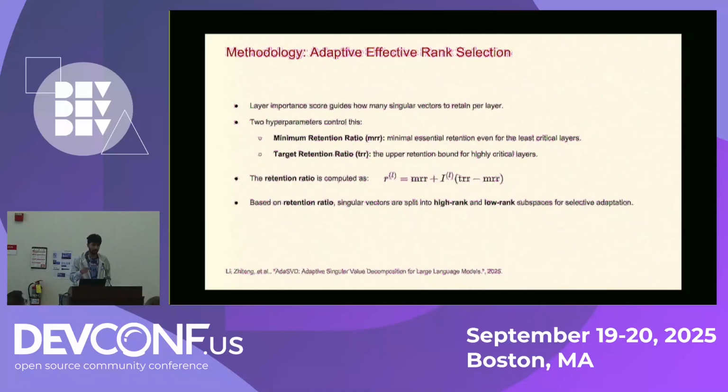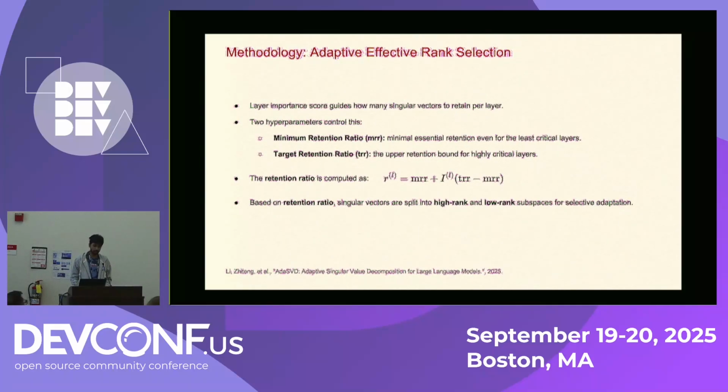Okay, so now that we have the importance score from the previous slide, we introduced two new hyperparameters, the minimum retention ratio and the target retention ratio. Minimum retention ratio basically tells you for the least important weight matrices in the model, how much of the matrix should I retain? And target retention ratio basically says for weight matrices that are super important, how much of the model do we want to retain? So these two are hyperparameters.